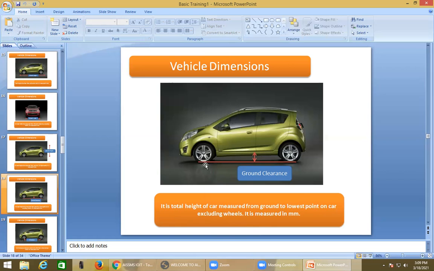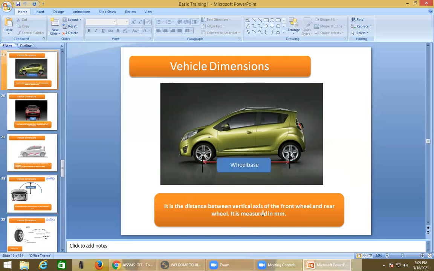So the wheel's height is excluded here, and the gap from the rim end to the lower end of the chassis is called the ground clearance. Again, it is measured in terms of millimeter.